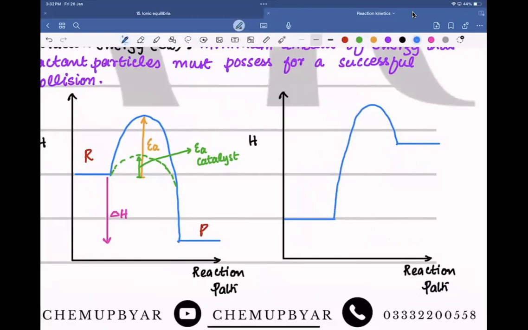So from reactants till the highest point, we have the activation energy without a catalyst. Here we have reactants, here we have a product.